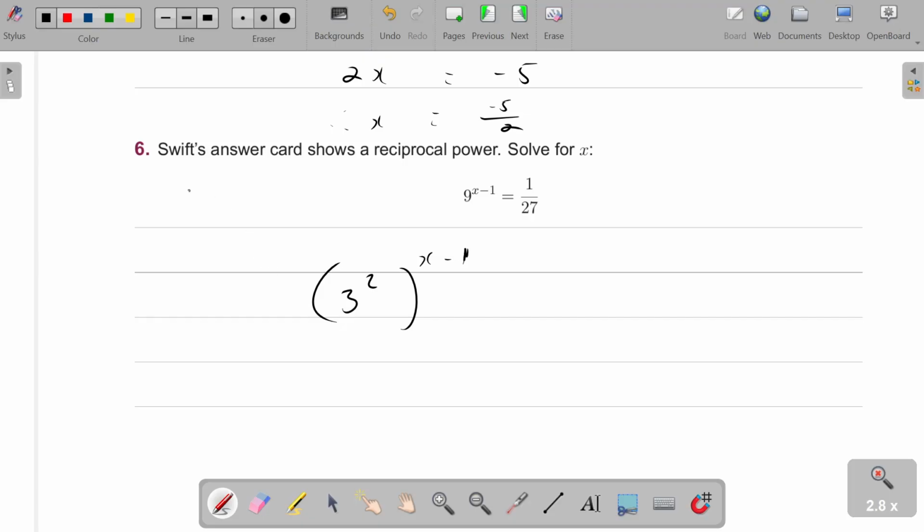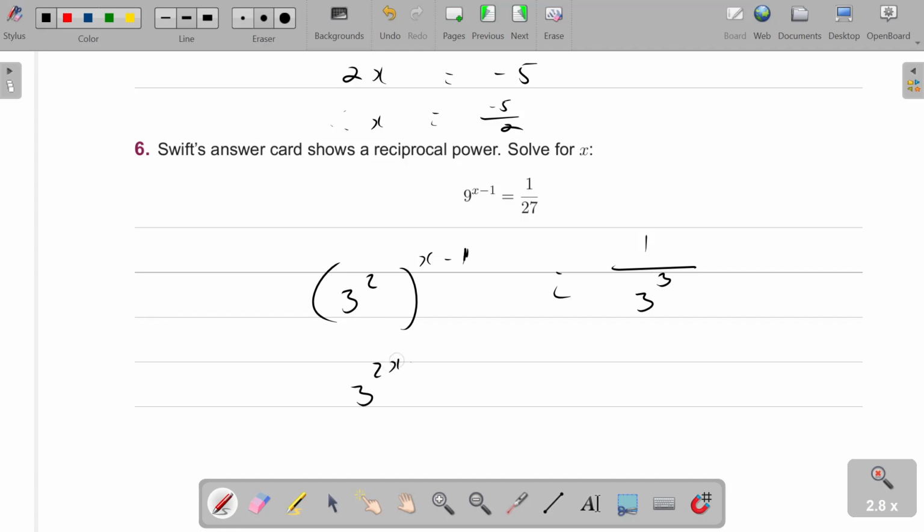Lots of people make the mistake of saying 3 squared, and then they will say x minus 1 or something. That is not the same thing, okay? So please don't make that mistake. It is going to cost you dearly. All right, and that's going to be equal to 1 over 3 to the power of 3. I want to bring this guy to the top, of course, and multiply this guy out.